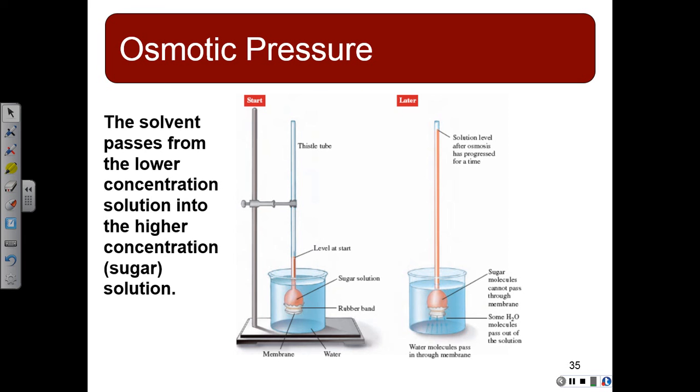So what would happen is, if you notice, here's the level at the start. Then water is going to diffuse through. It's going to flow from low to high. And now look at our water level. It went all the way up. So be sure you can tell, here is our concentrated solution, with sugar in this example. We have a sugar solution.